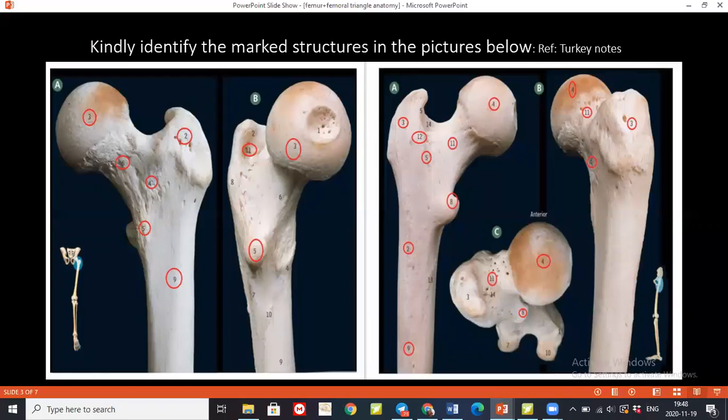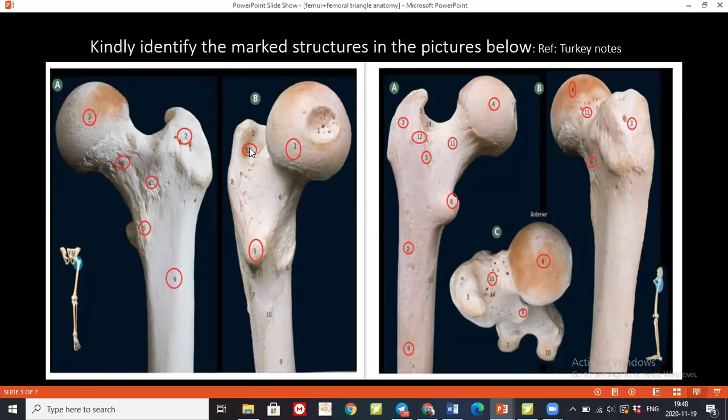Okay. What inserts at number 4? Ma'am, actually the quadratus. All right. Can you tell me how the hip joint is formed? Yes, ma'am. The hip joint is formed between the acetabulum of the pelvic bone and the head of the femur, ma'am. Okay. What is this 9? 9, I think, ma'am, it's the gluteal tuberosity.